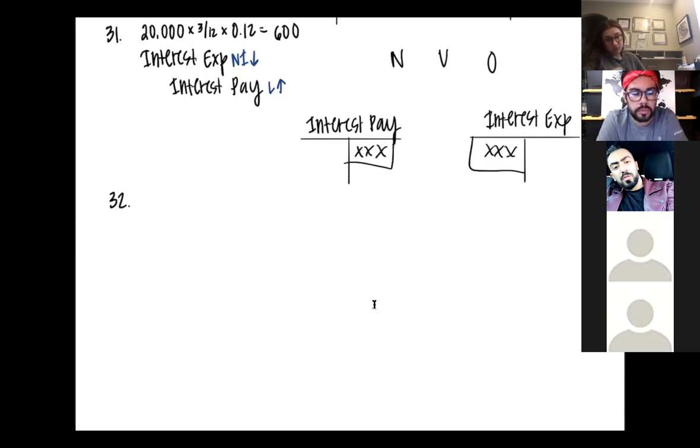We have to debit unearned revenue and then credit revenue. Yeah, because they're earning some of that unearned revenue. Do you know how much? I asked him if he knew how much we would be doing. 1,500. Yeah.